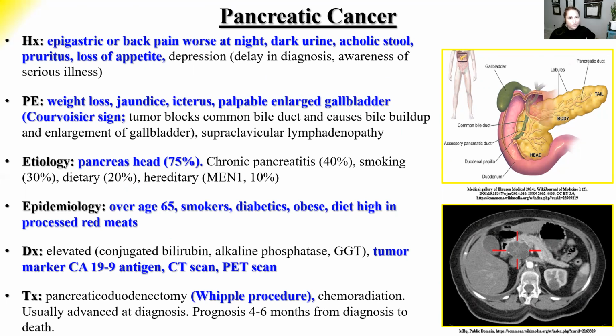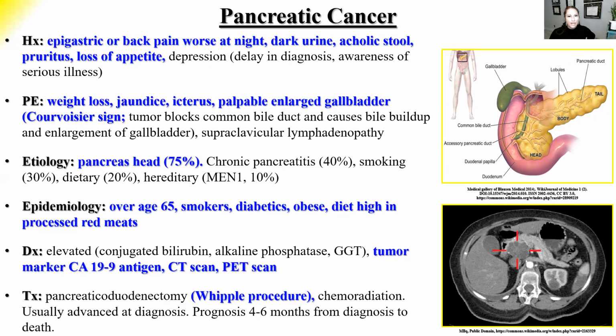The patient knows that there's something wrong with them, but they usually have a delay in diagnosis because, you know, back pain, nonspecific, epigastric pain, nonspecific. They've probably been told they have reflux. Weight loss, jaundice, icterus. Those are all things that we know when we have a backup of that bilirubin. This is an important one.